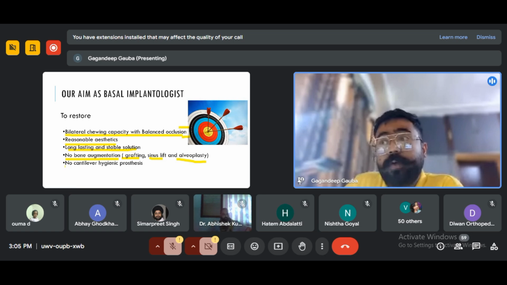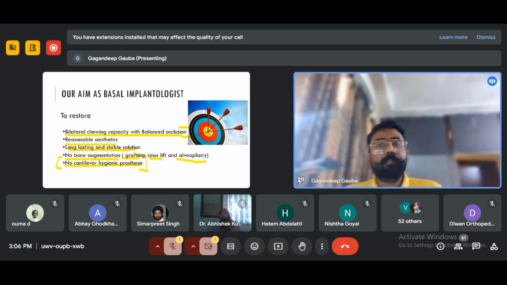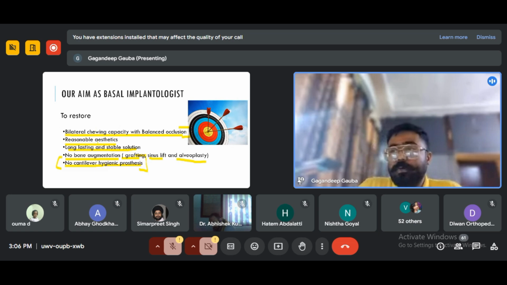And one of the most important is no cantilever hygienic prosthesis. That is, our prosthesis should not have any cantilever because they are very detrimental to the bone in the maxilla, since the bone in the maxilla is very soft, right? Even if we anchor a sufficient number of implants and we leave a large cantilever, there will be lateral forces that won't be dissipated adequately, and hence they will inadvertently lead to implant failure and crater-like bone loss around the implants. So this is our aim as basal implantologists, that we want to achieve these 5 goals.